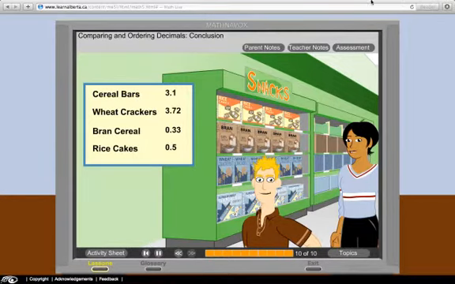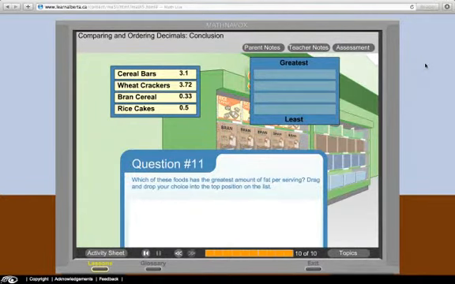Now we are ready to decide which food has the most fat per serving and which one has the least fat per serving. Let's start by finding the one with the most fat, and then which of these foods has the greatest amount of fat per serving? Drag and drop your choice into the top position on the list. All right, the decimals are lined up. The greatest looks like the wheat crackers, 1.72.